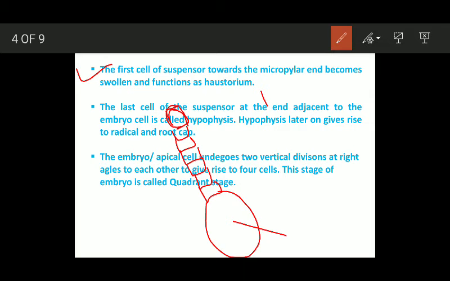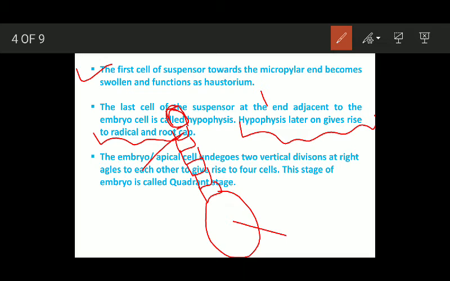The last cell of the suspensor at the end adjacent to the embryo is called hypophysis. This cell which is attached to the embryo is called hypophysis. Hypophysis later on gives rise to radicle and root cap. Remember, this is very much important. The hypophysis is that cell of the suspensor which is adjacent to the developing embryo. Later during the course of development, it will form the radicle and root cap of the embryo.